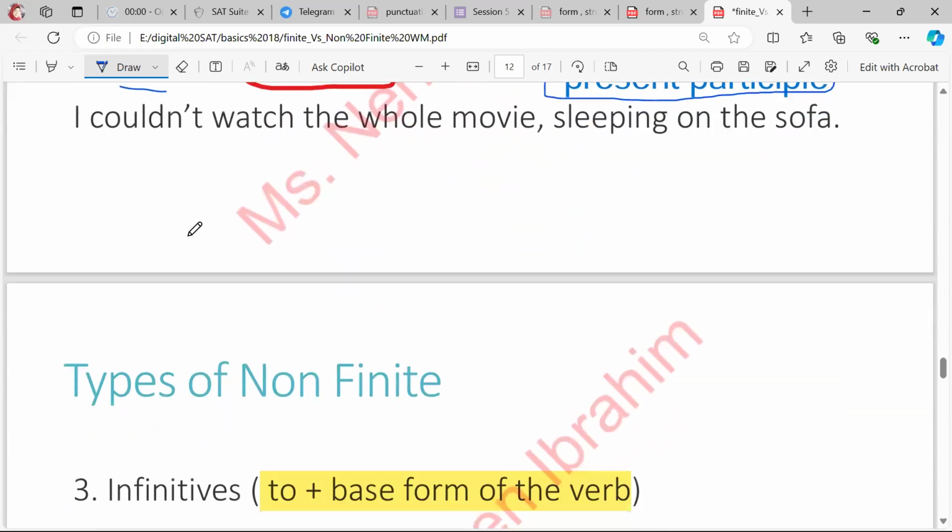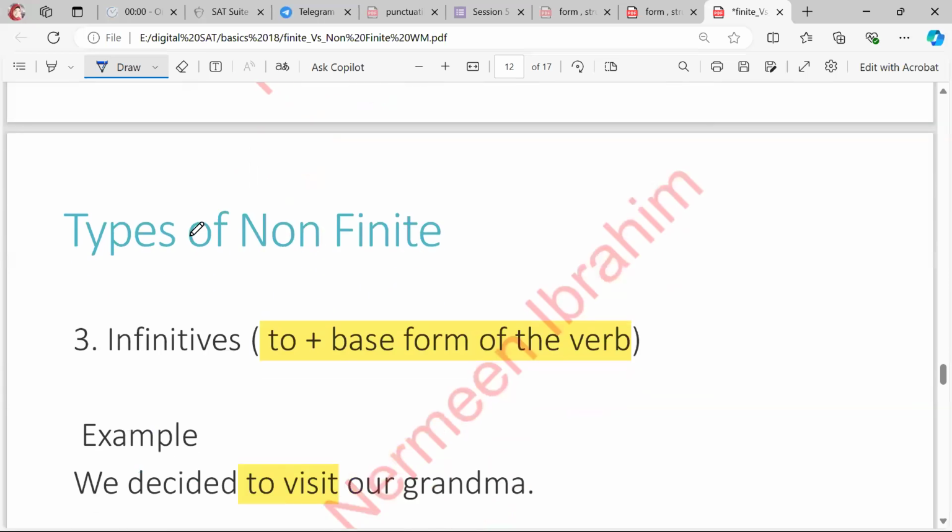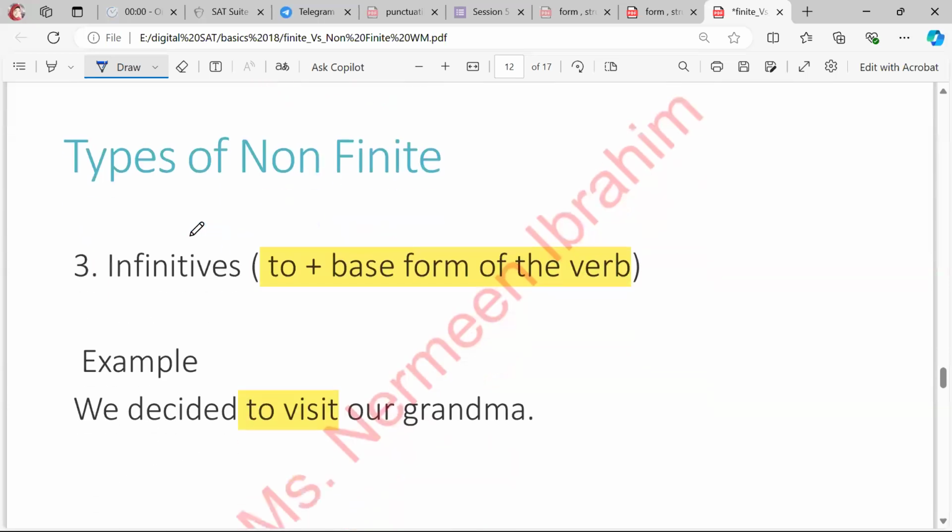Okay, the last type of the non-finite forms is the infinitives. Infinitives are composed of to plus the base form of the verb. Like, we decided to visit our grandma. So these are the three forms of non-finite verbs.